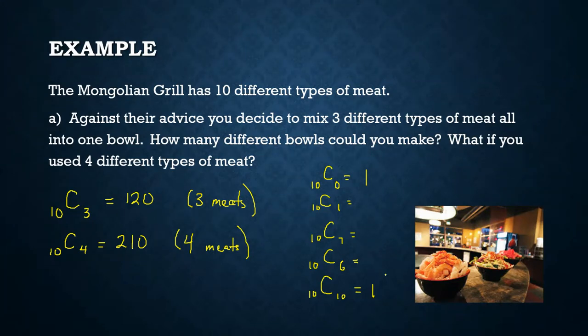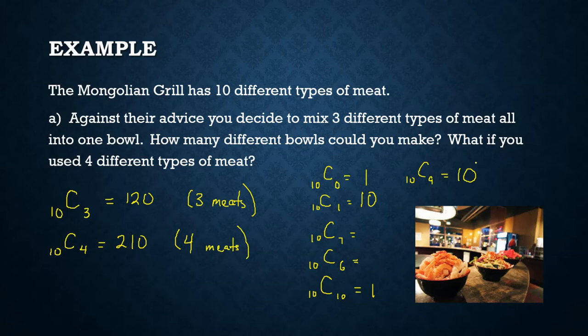10 choose 1 is 10, which makes sense too, right? There's 10 meats to choose from. How many ways can you choose one of them to be in your bowl? Well, there's 10. As just an aside, even one more, 10 choose 9, if you try that, will also give you 10. There's some symmetry there.